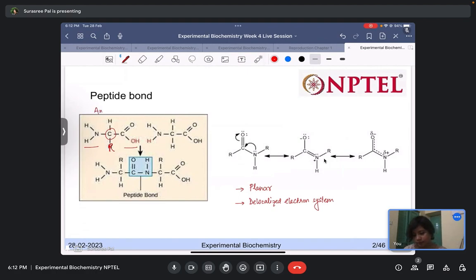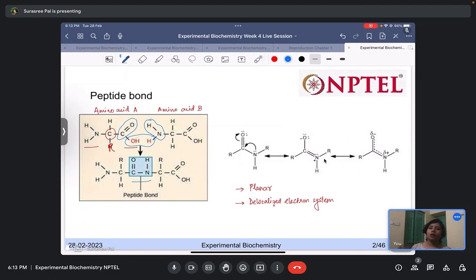So this is amino acid A, for example, and this is amino acid B. Okay, and here you can see that the OH of the carboxyl group and a hydrogen atom from the amino group of two consecutive amino acids join together and leave as a water molecule, and the rest, the C double bond O and NH, are joined to form the peptide bond. So CONH is the peptide bond which is formed between two amino acids.